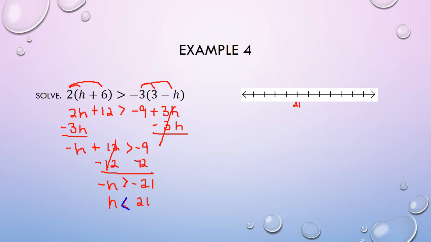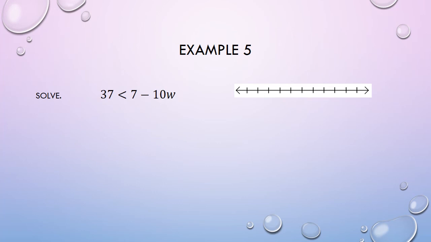We've got 21, 22 is to the right, 20 is to the left. This is going to get an open circle because it does not have the equal sign. And since it's less than, we are shading to the left. And there's your solution. Alright, our last example for today.